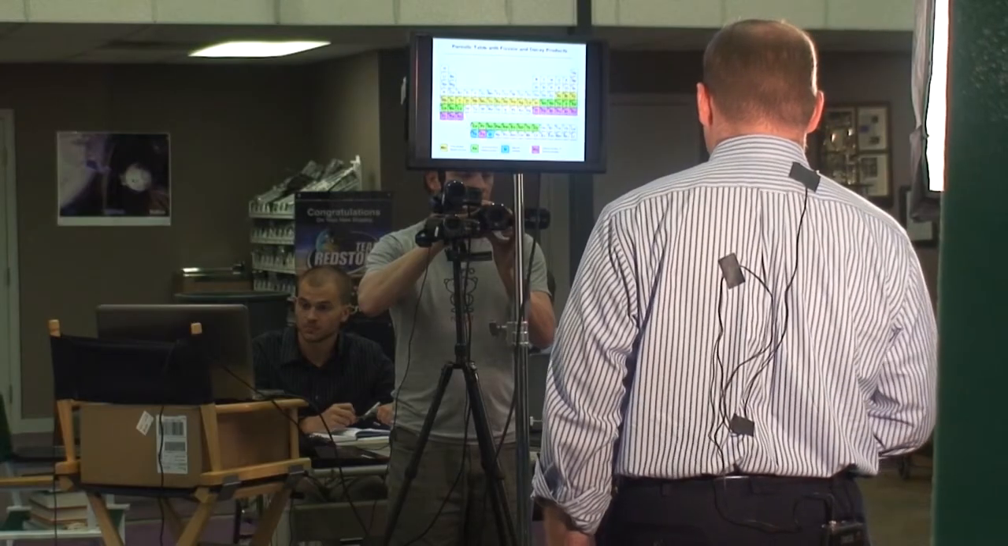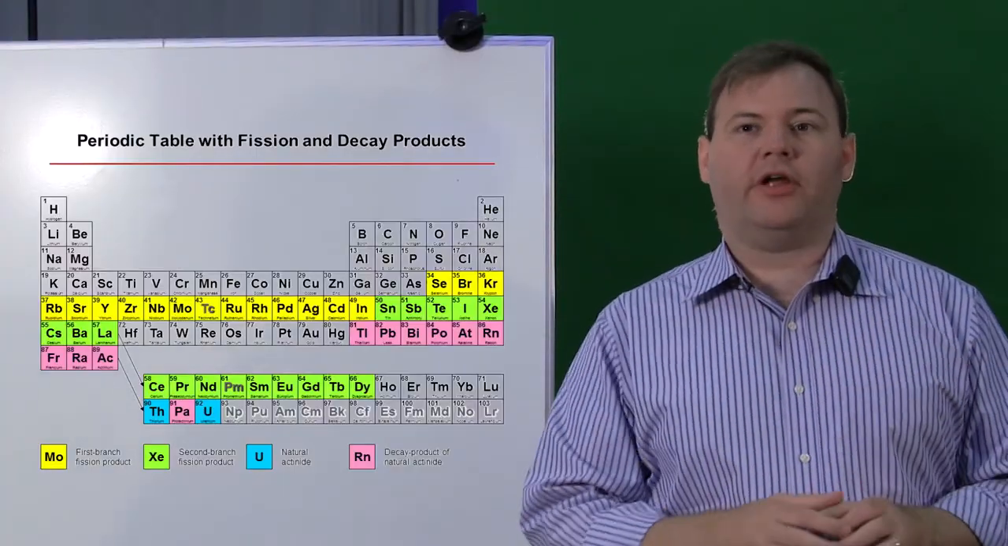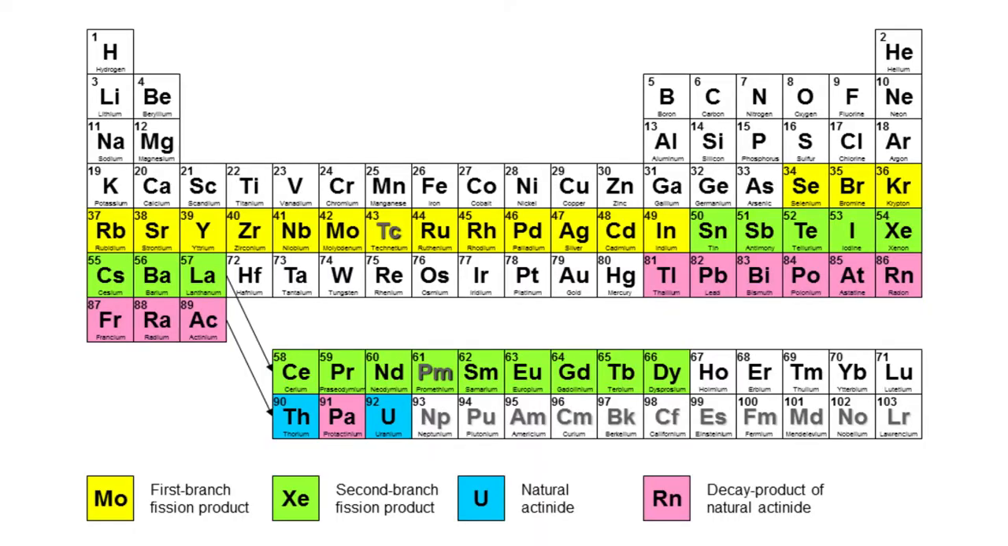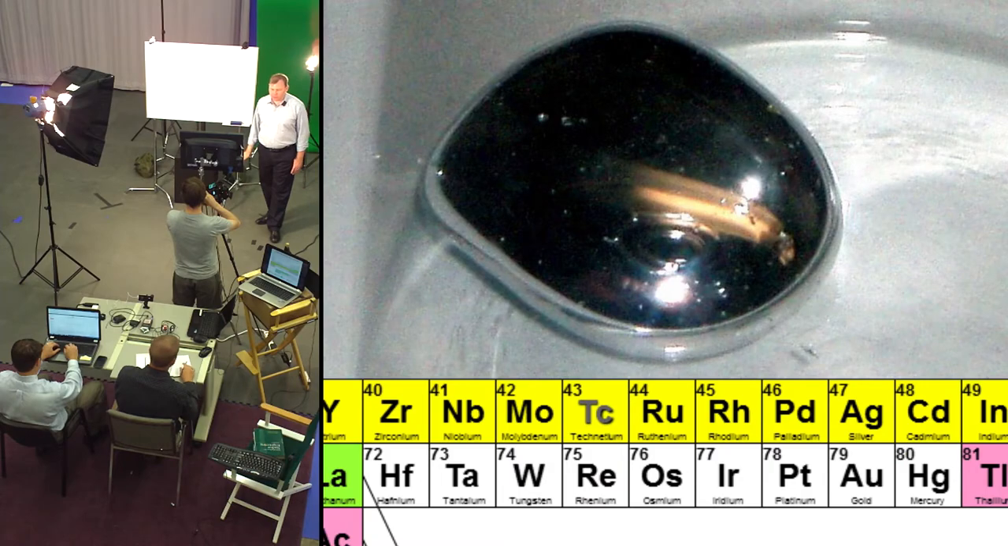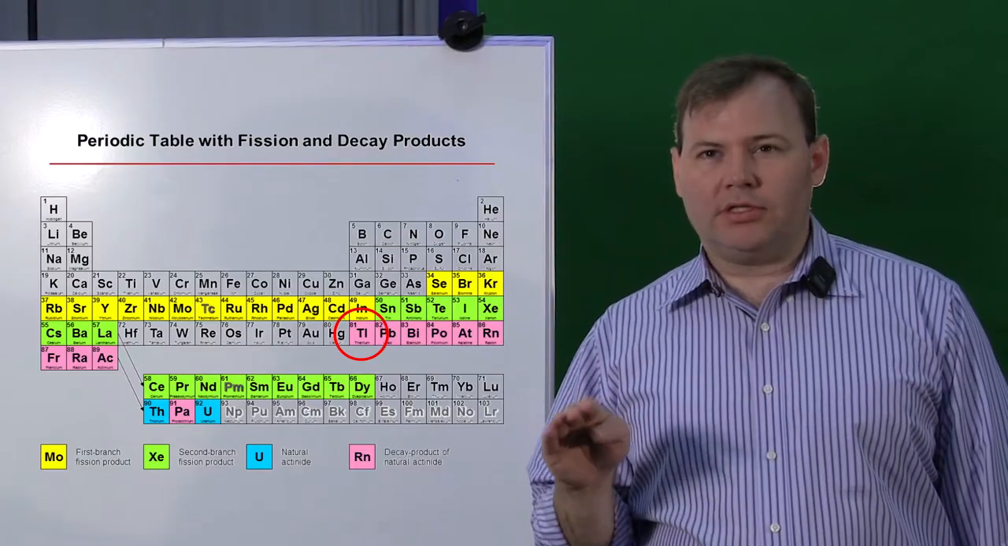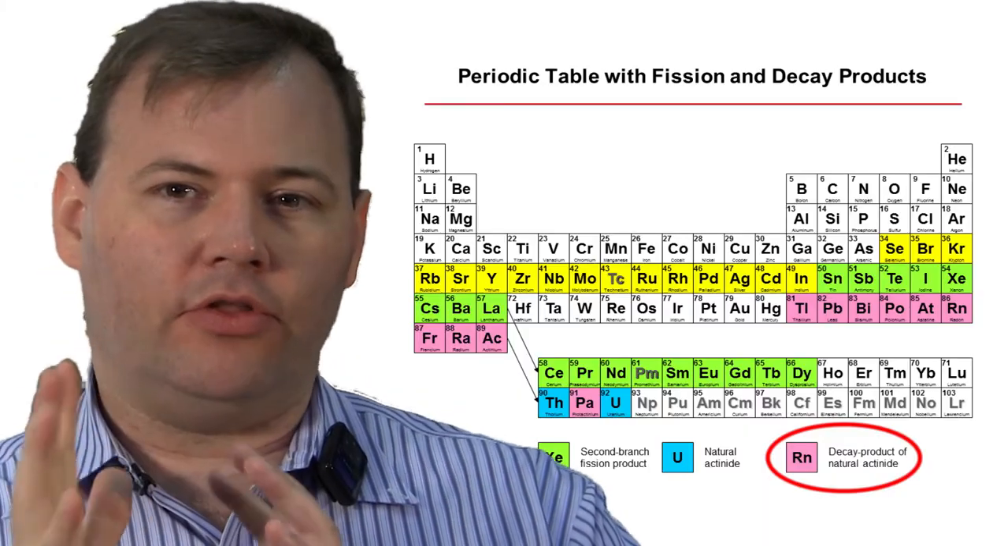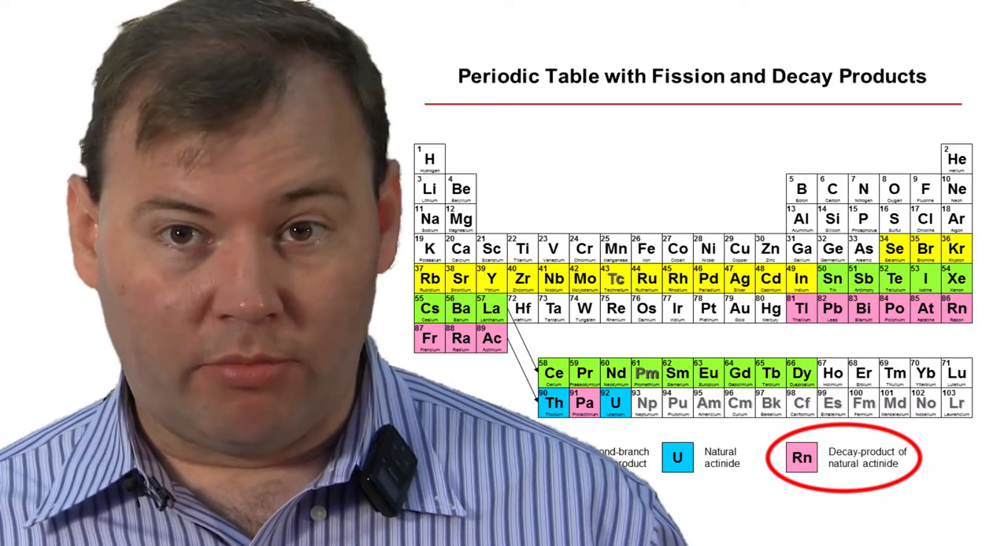On this table, you see the smaller fission product highlighted in yellow, and then the heavier fission product highlighted in green. And then there's this gap for a while where there are things that simply are not made by fission. Tungsten, gold, mercury, none of those are made by fission. And then when you get to thallium, now you're getting to what's called the decay products. These are not formed by fission.